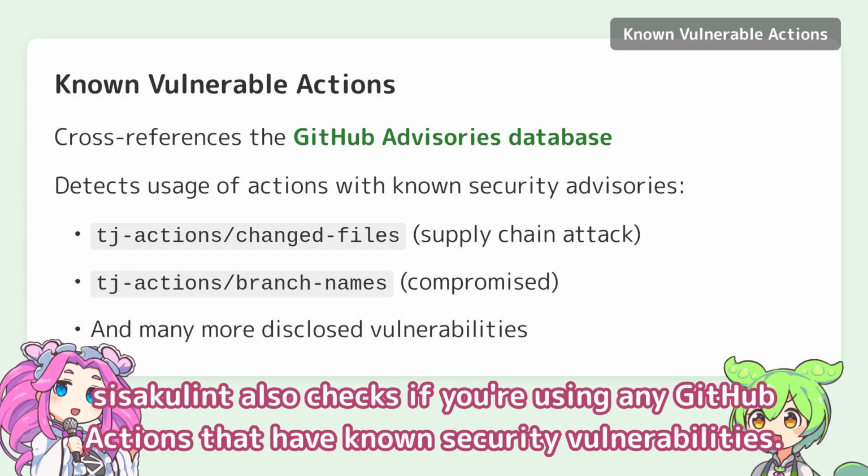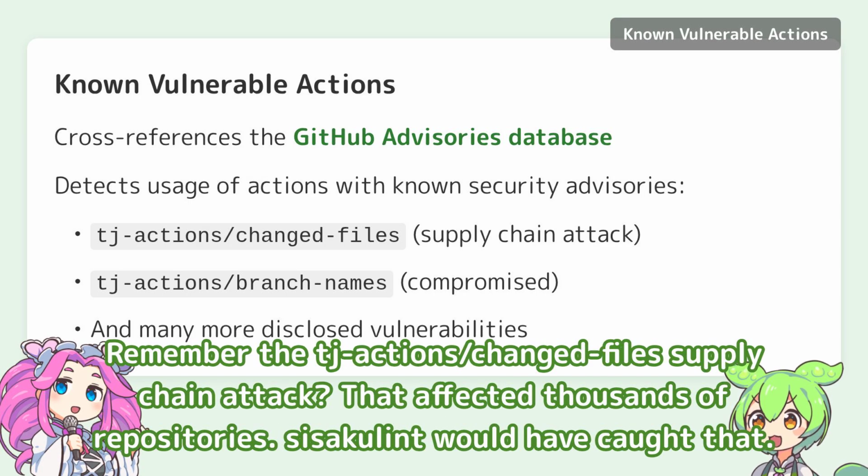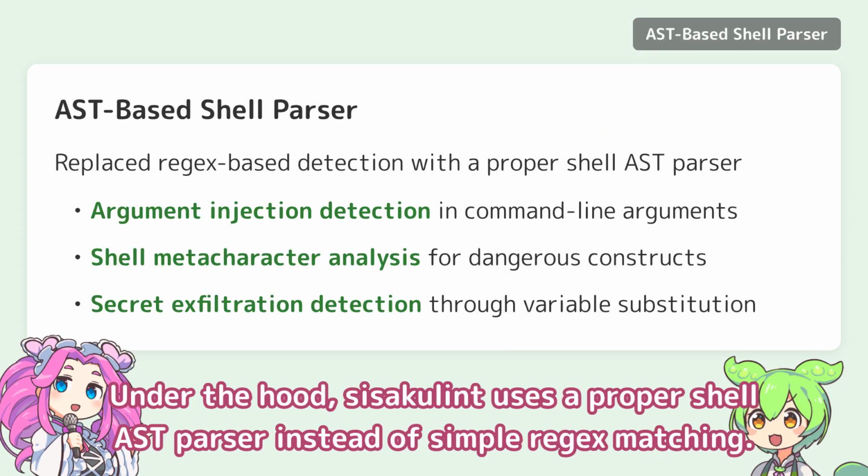Sisakulint also checks if you're using any GitHub Actions that have known security vulnerabilities. Remember the tj-actions/changed-files supply chain attack? That affected thousands of repositories. Sisakulint would have caught that. Under the hood, sisakulint uses a proper shell AST parser instead of simple regex matching.